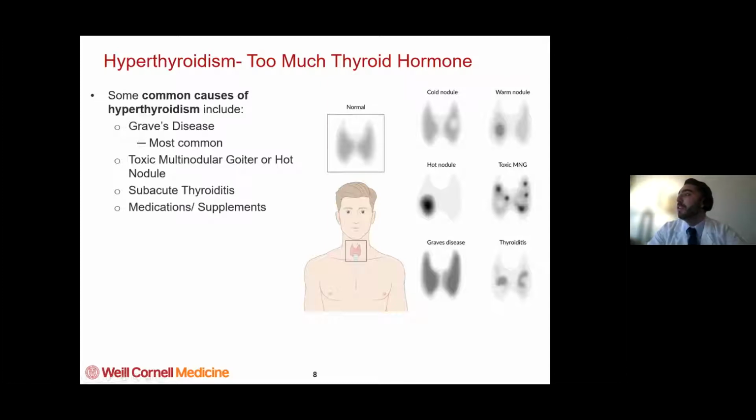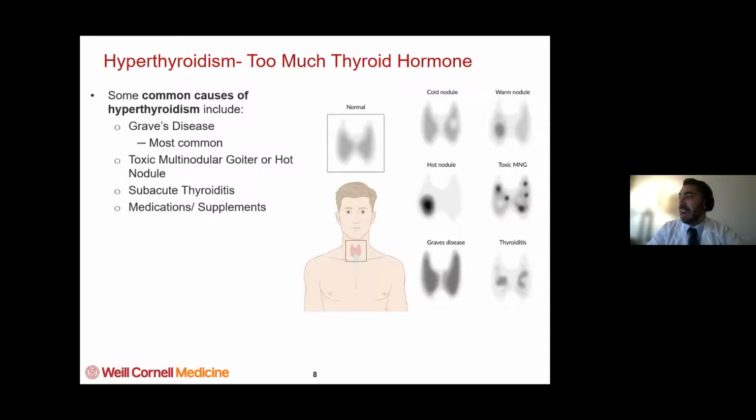To the right of that, you have what's called a toxic multinodular goiter. And that is a fancy name for saying you have multiple nodules growing in the thyroid, and it causes a goiter, so an enlargement of the thyroid. And the word toxic refers to the fact that these nodules are producing thyroid hormone.